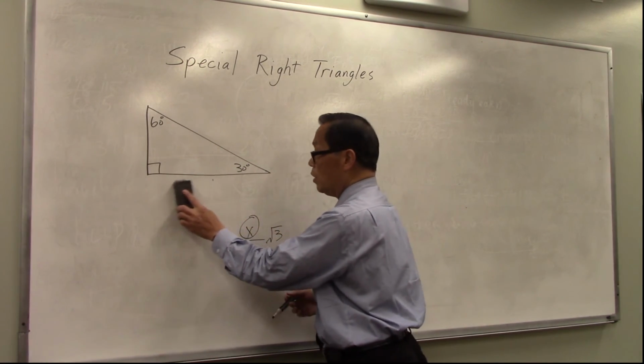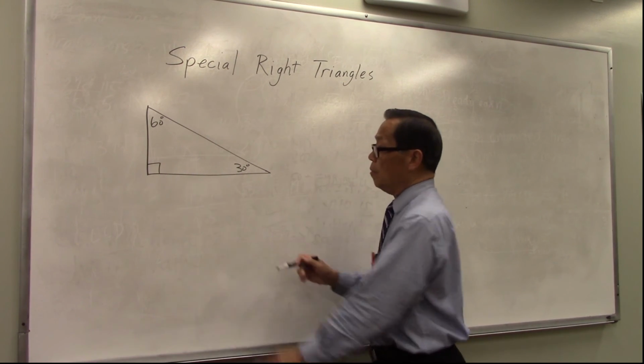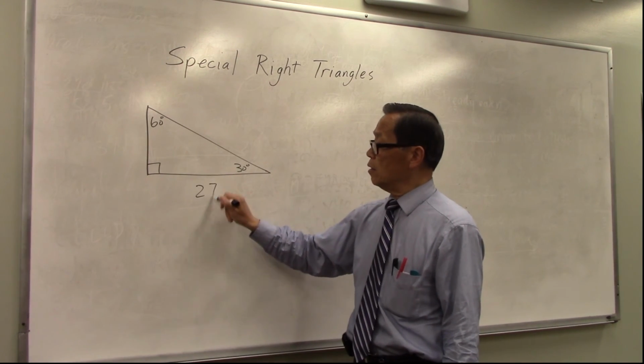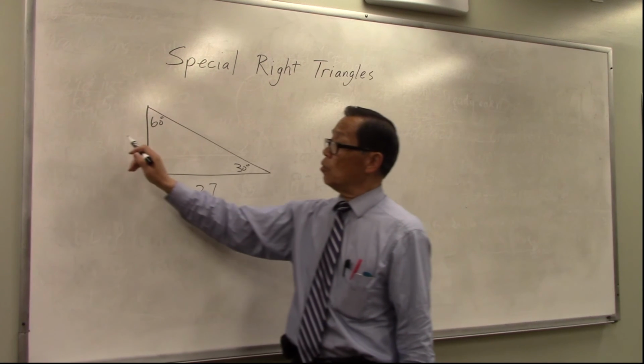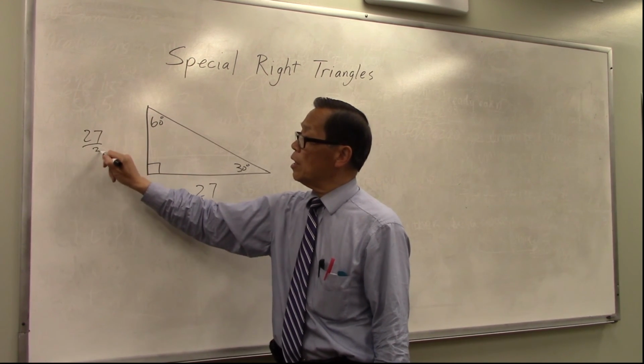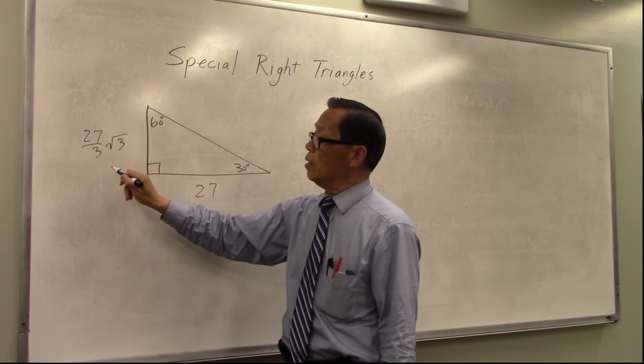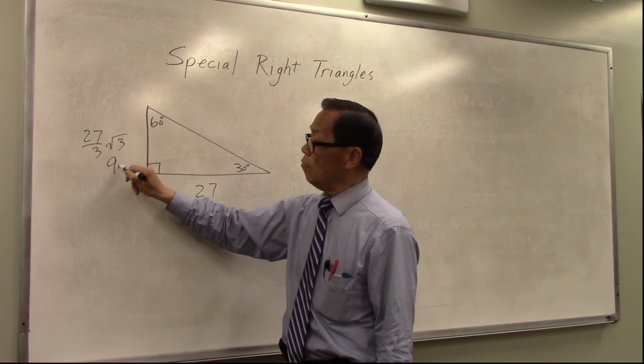So if you take any number, perhaps 27, then this will be 27 divided by 3 times radical 3, which is 9 radical 3.